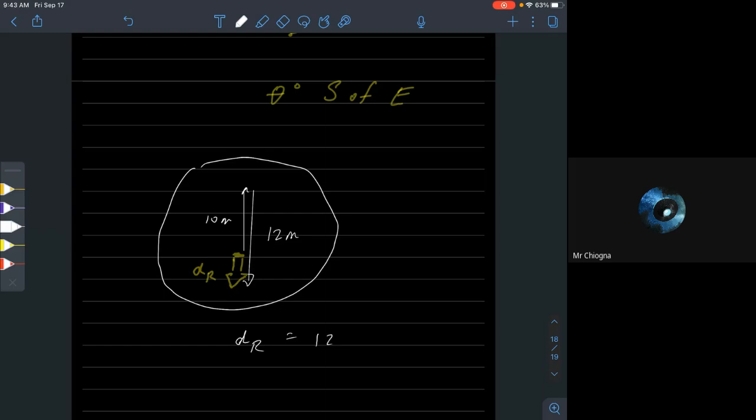12. Do I add the 10 or subtract it? Good. 2 meters. And which direction? You always have to include a direction. You don't have to put two terms because in this case it's pointed down. You only need one term. North, south, east, west? South. Good. Done. You can put squares around the south if you want. You don't have to.